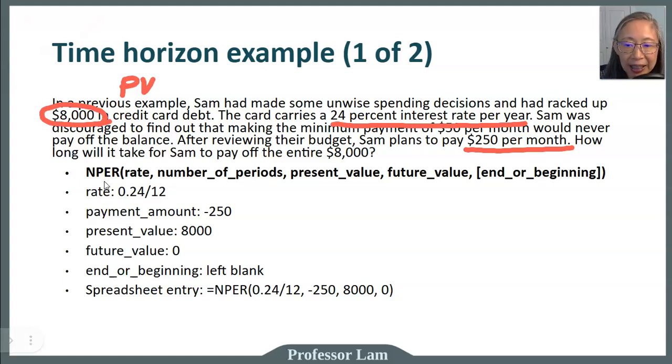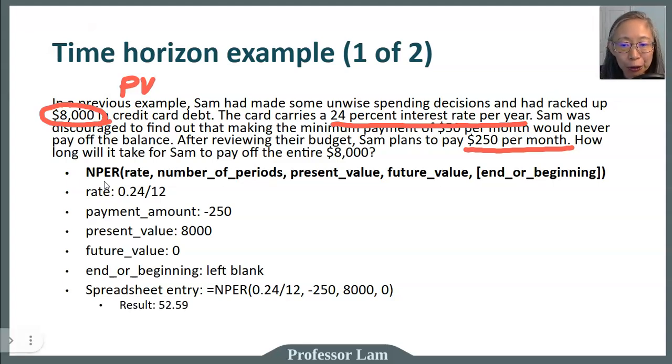Starting with an equal sign, this is what you will enter. The function name is NPER. 24% divided by 12 is the interest rate. Minus 250 is the payment. Positive 8,000 is the present value. The inflow versus outflow assumption in this case is very important. If you forget to turn this into a negative number, you'll get an error message. You can try it out, and if you get an error message, don't panic. Just go back and put a negative number here, and you will get the right answer. Pause and try it out.